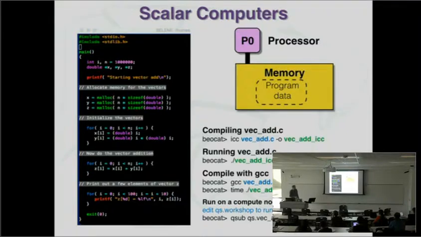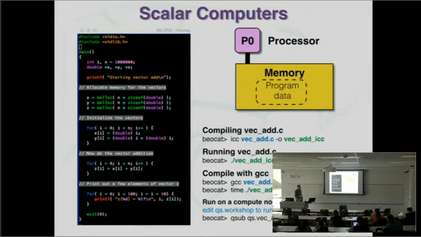So the first thing I want you to do is actually to compile this. So if you're in the Beocat_workshop subdirectory, I'm going to start you out with the Intel compiler. This is the Intel C compiler, ICC, and then you give it the name of the code, vec_add.c. The .c means it's a code in the C language. The -o, and then this is the name of your executable. You can actually name that anything you want. That's going to be the name when you run the binary or the executable.